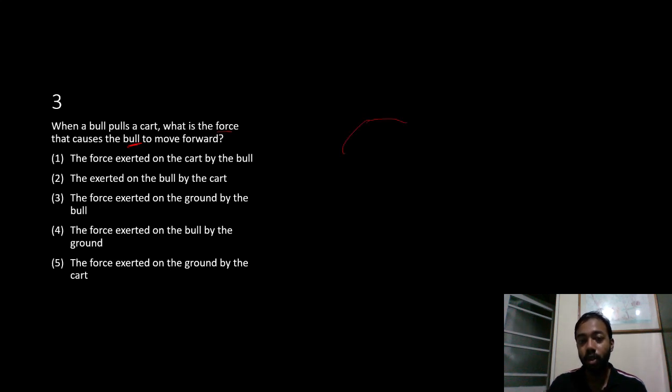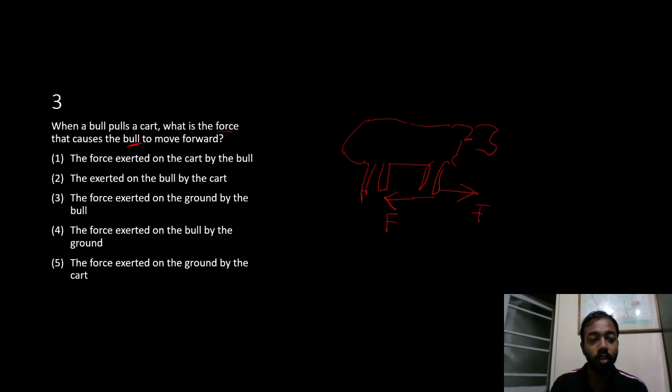If I draw a picture here, what happens is the bull pushes the ground backwards. According to Newton's third law of motion, an equal and opposite reaction will occur, and the ground will push the bull forwards by an equal and opposite force. So here the answer is the force exerted on the bull by the ground. This is a question related to Newton's third law of motion.